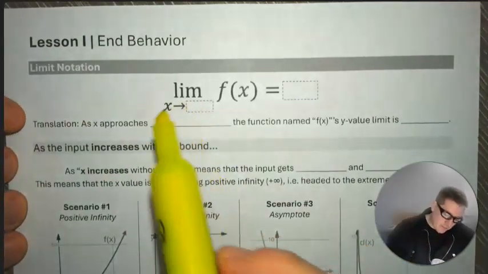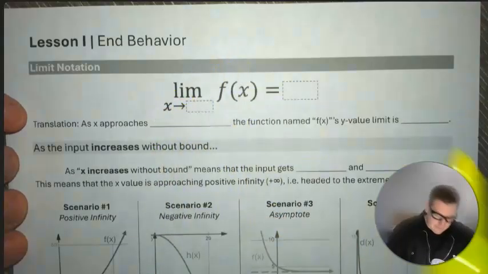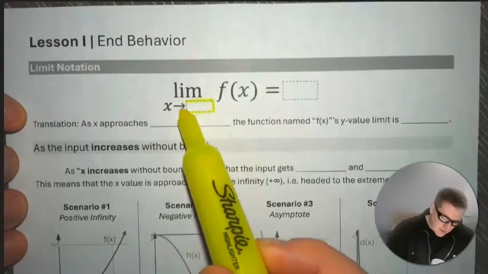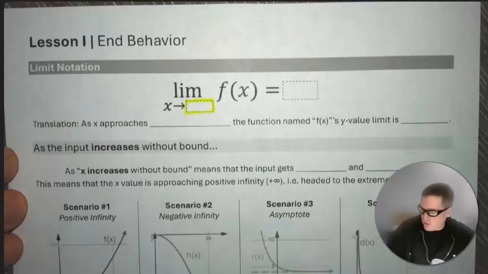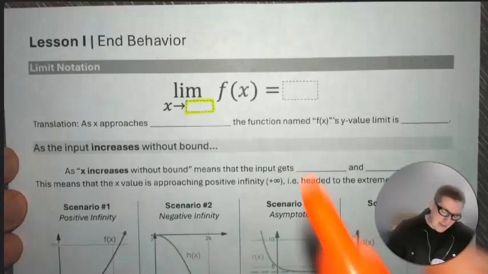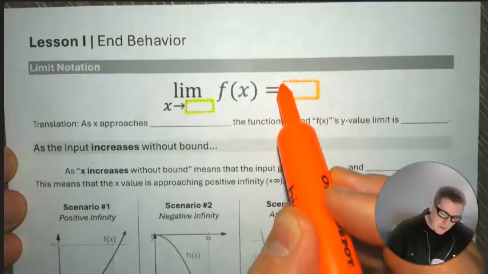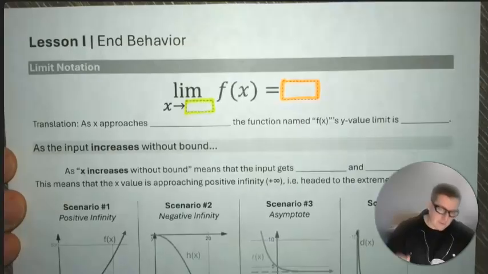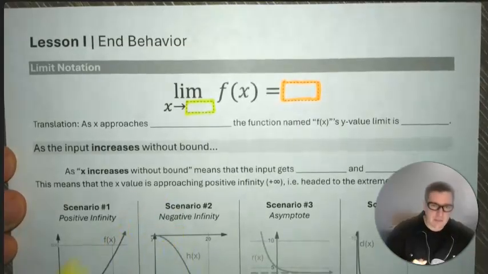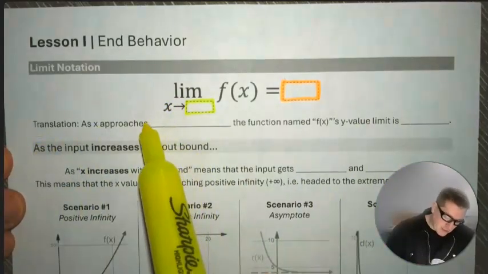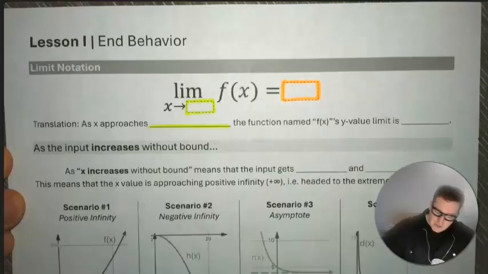the end. So you'll see LIM, which means limit, and you're going to see x and an arrow, and you're supposed to put something in this space, right? That's telling us what x is doing. And then you write the name of the function, an equal sign, and then in this space right here, you tell me what the y value is doing. So the translation of this, and we're not going to fill in the blanks on this one, is: as x approaches that number, the function named f of x, its y value's limit is this number.